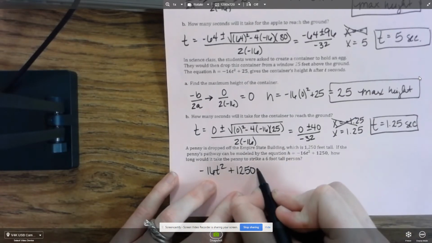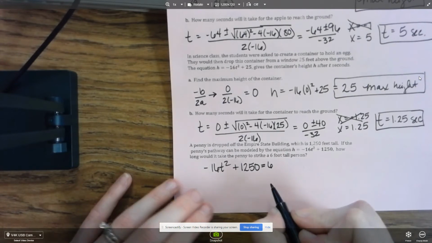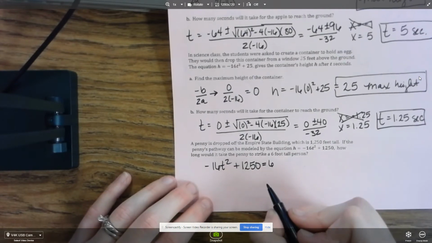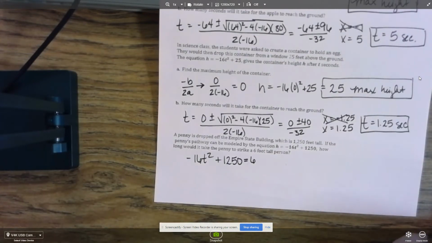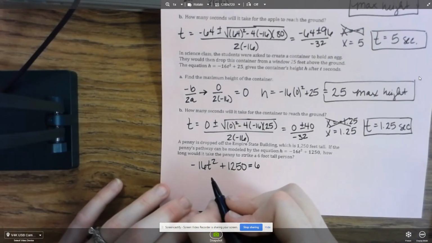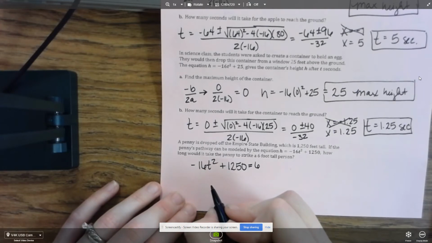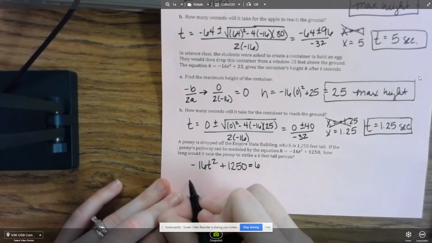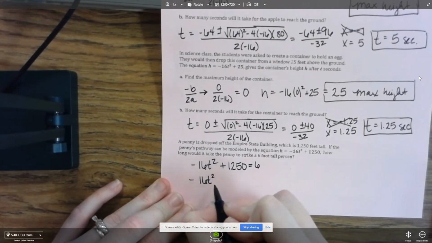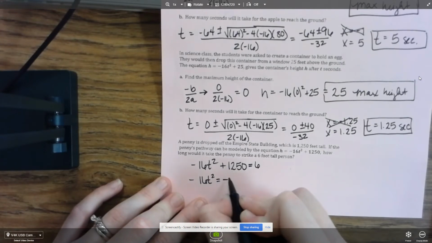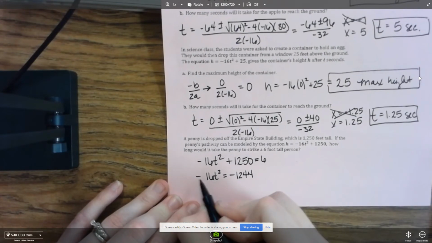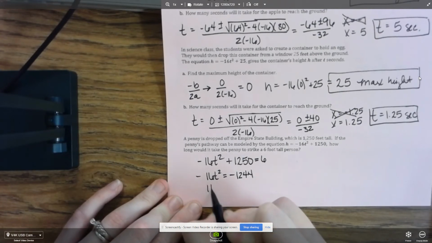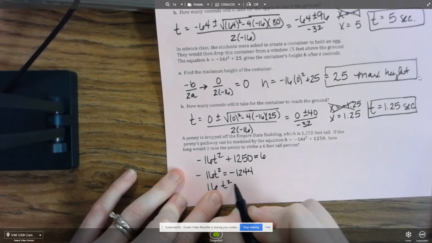So I'm going to set my equation here equal to 6, but then I want to go ahead, let's use the square root method on this. So I'm going to subtract 1250 from both sides. So here I would have, let me see, negative 16t squared equals negative 1,244. I've got to drop the negative. So this is being multiplied by negative 1. So I'm going to divide by negative 1, and that's going to get rid of the negative on both sides for me.